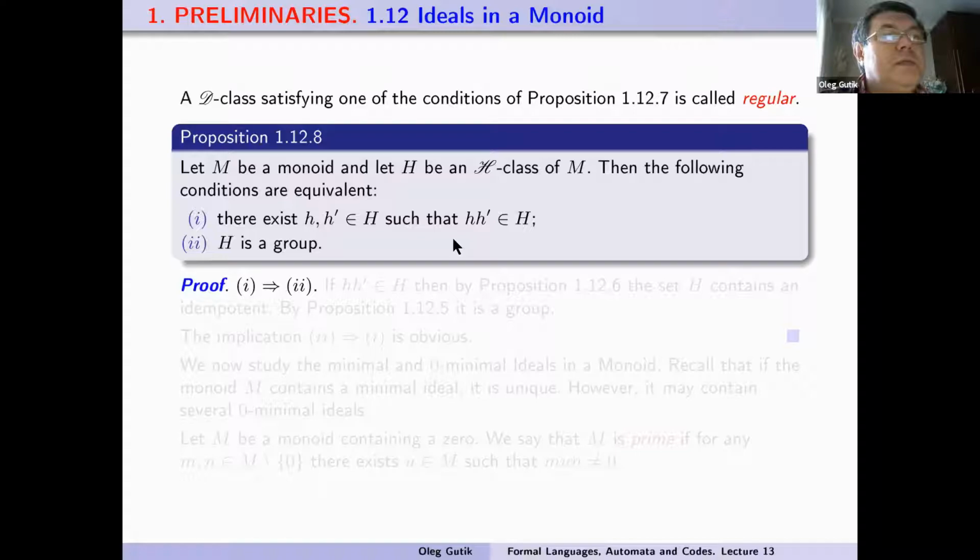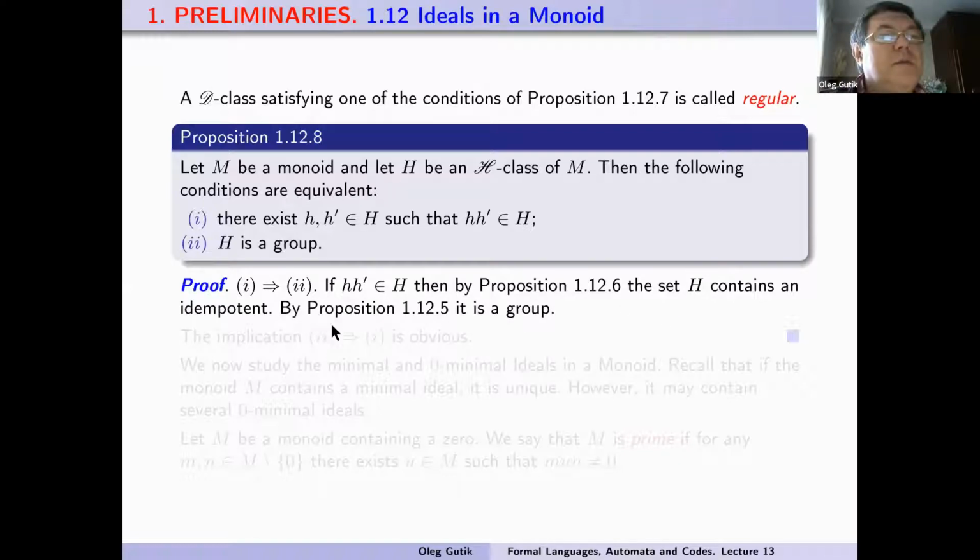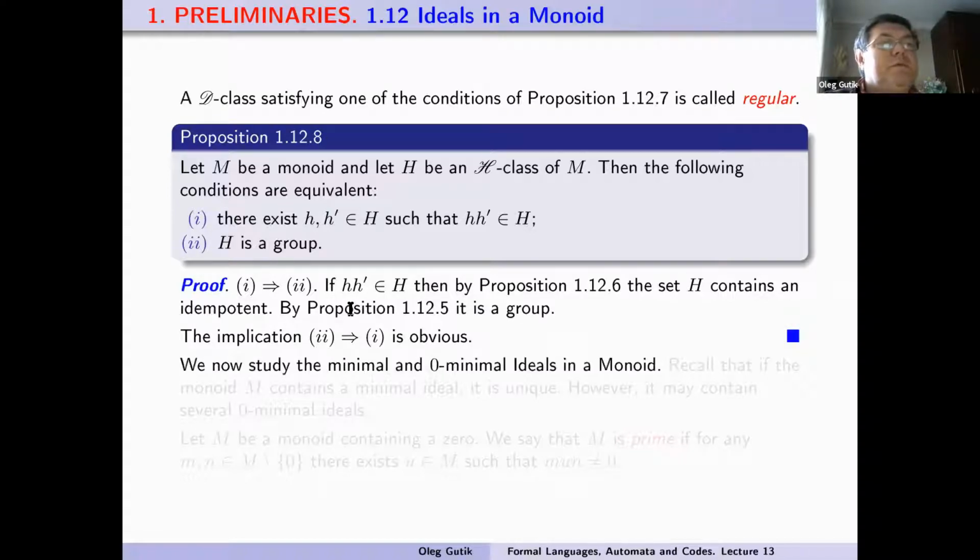The proof. First, we prove that statement number 1 implies statement number 2. If H H prime belongs to H, then by proposition 1.12.6, the set H contains an idempotent. By proposition 1.12.5, H is a group. The implication 2 implies 1 is obvious. This completes the proof.